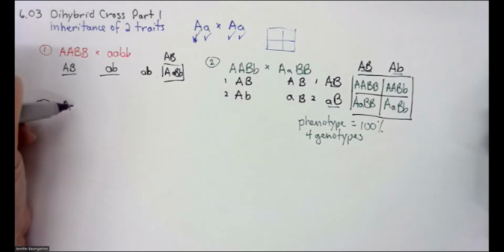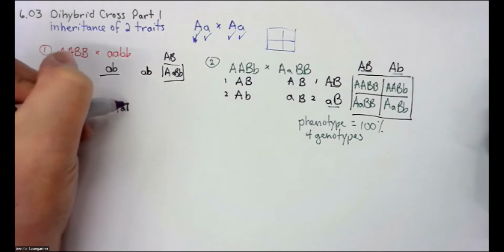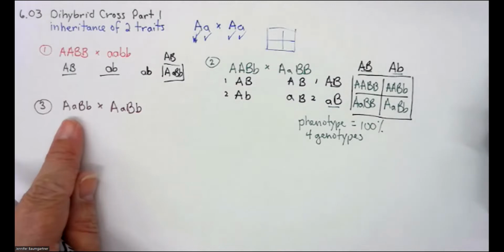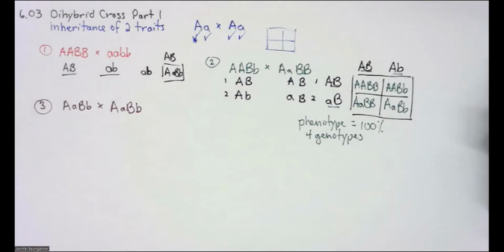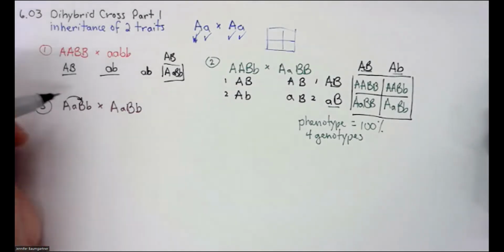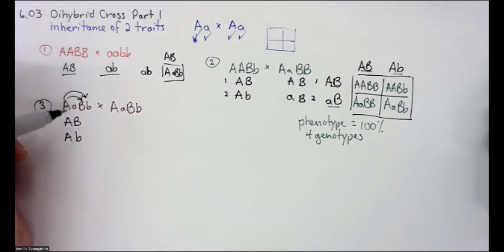This time I'm going to cross a heterozygous by a heterozygous. Okay, let's look at one of these. How many possible gamete combinations can I have? Go ahead and pause the video if you need to. Okay, so I'm going to do a little bit of arrow work here. So I could have a dominant A and a dominant B. I could have a dominant A and a recessive B.